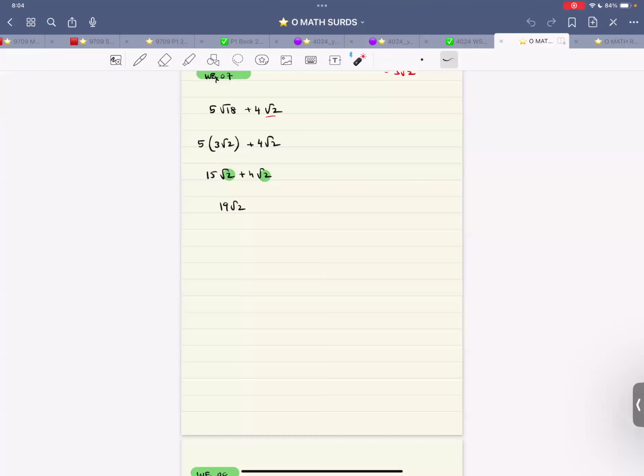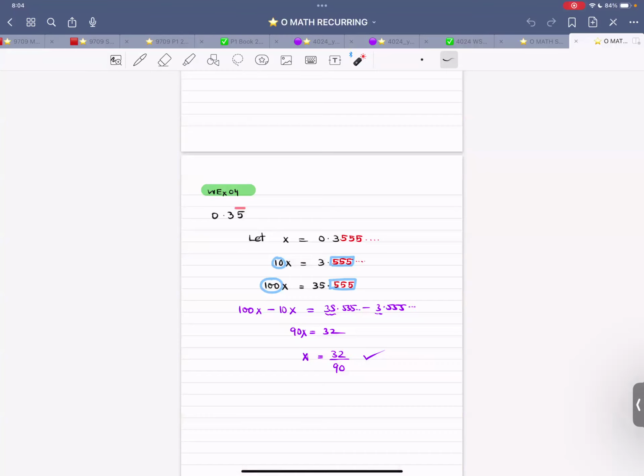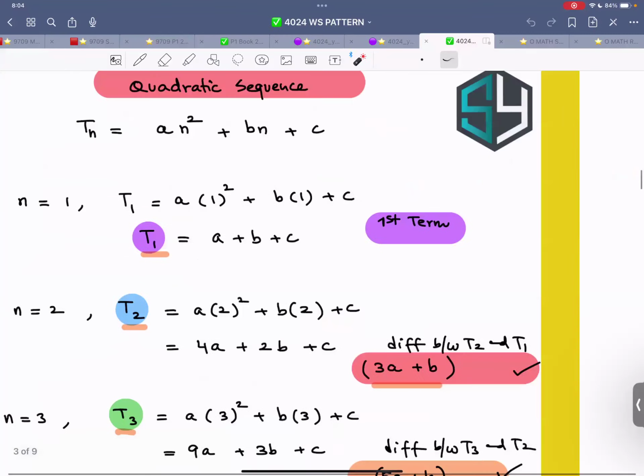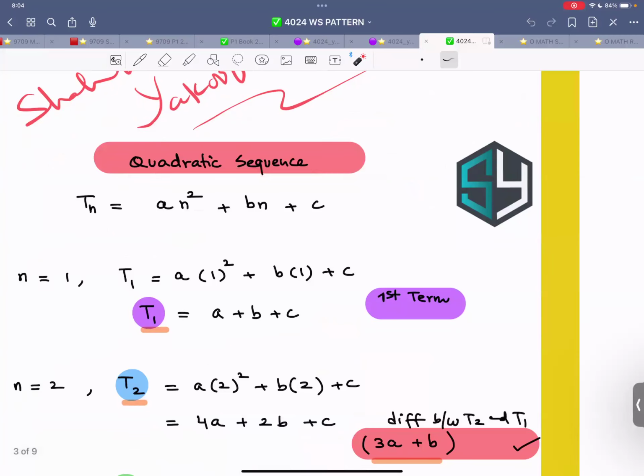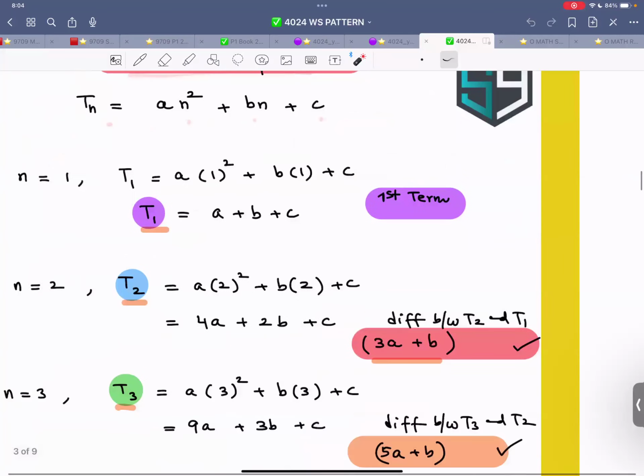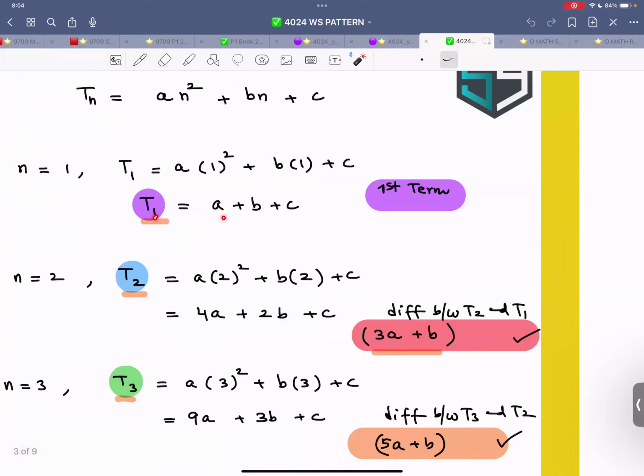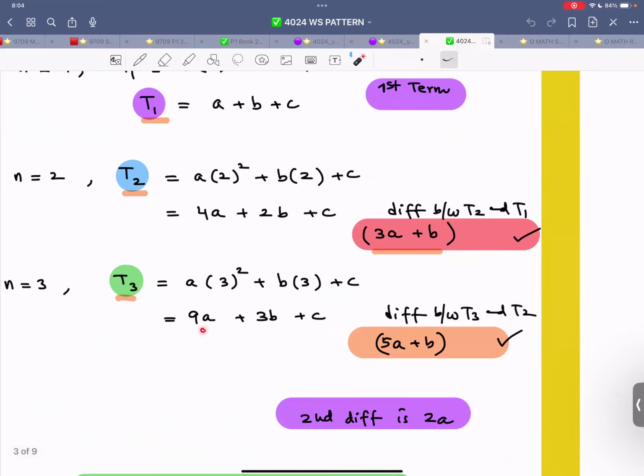Now let me take you to this place. This is about surds, this is about recurring, and this is about pattern. So remember this thing. In a quadratic sequence, Tn is an square plus bn plus c. If I plug in n is equals to 1, I get the first term as a plus b plus c. If I plug in n is equals to 2, I get T2, that is 4a plus 2b plus c. If I plug in n is equals to 3, I get 9a plus 3b plus c. Now, the difference between these two is this. Therefore, the second difference is 2a.